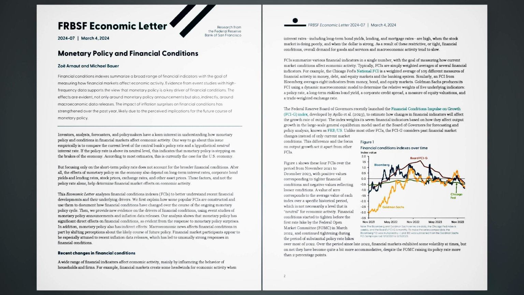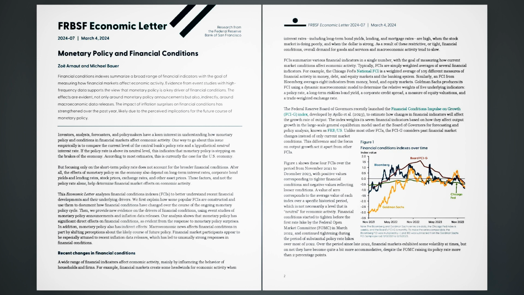For example, the Chicago Fed's national FCI is a weighted average of 105 different measures of financial activity in money, debt, and equity markets and the banking system. Similarly, an FCI from Bloomberg averages 8 indicators from money, bond, and equity markets. Goldman Sachs produces its FCI using a dynamic macroeconomic model to determine the relative weights of 5 underlying indicators: a policy rate, a long-term riskless bond yield, a corporate credit spread, a measure of equity valuations, and a trade-weighted exchange rate.